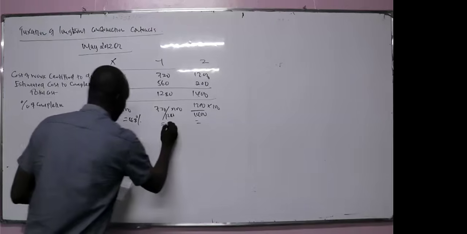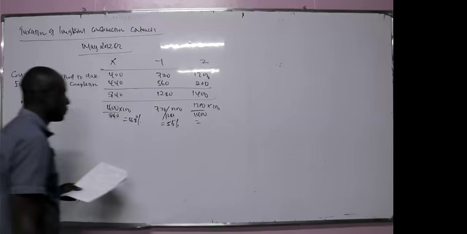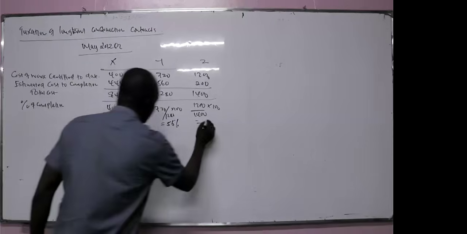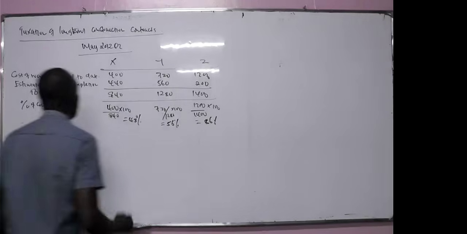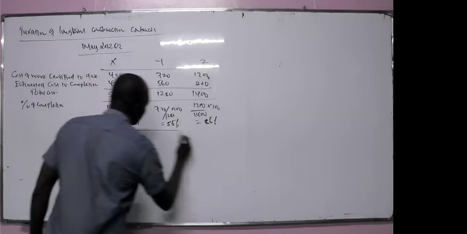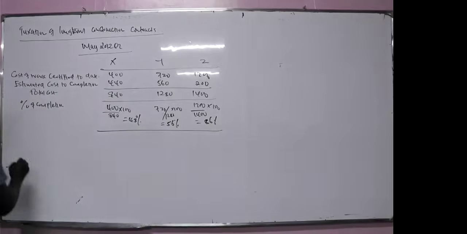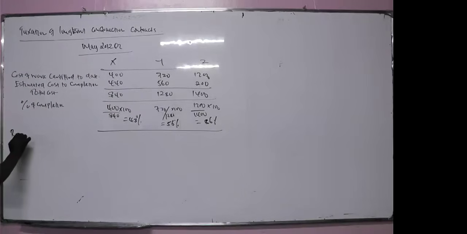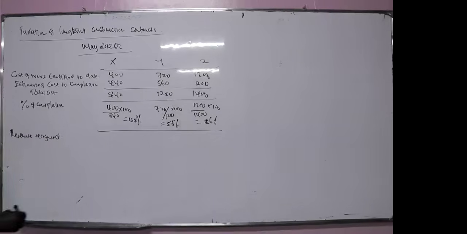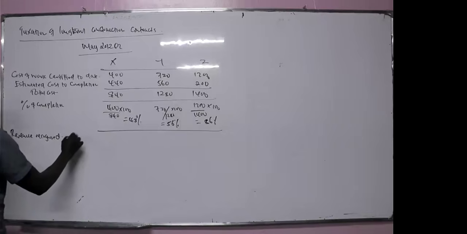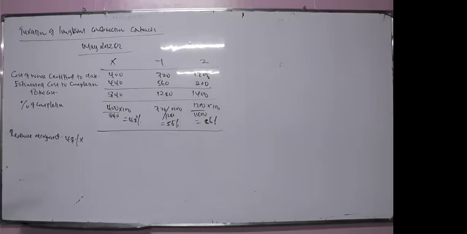So this one is going to be 56%, 86%. Then now we get the revenue recognized. Revenue recognized is 48% of contract price. Contract price for contract X is 1200.